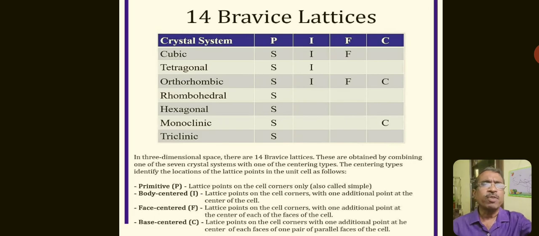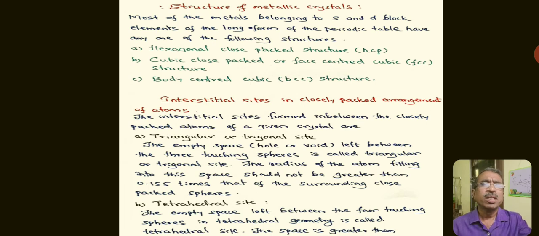So here I have shown the same explanation. Now coming to the structure of metallic crystals. Most of the metals belong to s and d block elements in the periodic table. And these metallic crystals have any one of the following structures.